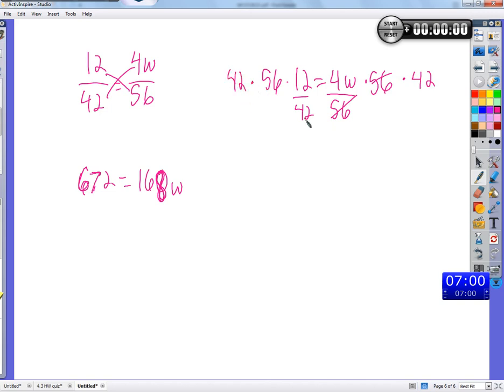On this side, when you multiply by 42, what happens? What's that? When you're multiplying by 42 on this side, what's going to happen on this side when you multiply by 42?